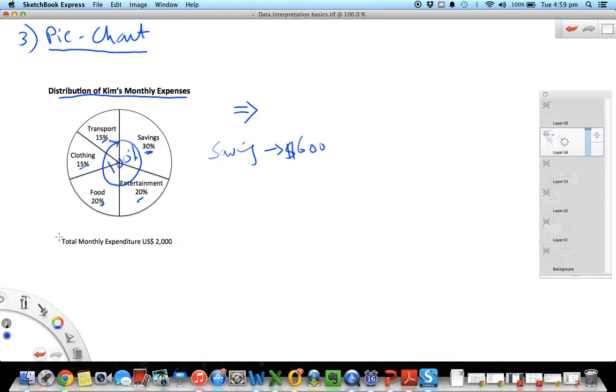Okay. The other important piece of information that can be given is how to translate these percents, right, into numbers. So here this piece of information is important. It says the total monthly expenditure is $2,000 US. Okay, so this number is important since this can help you convert from percents to numbers or vice versa. Okay, so when we'll look at examples, we'll see how this comes in handy.